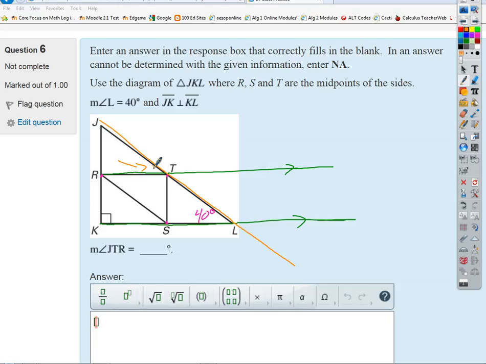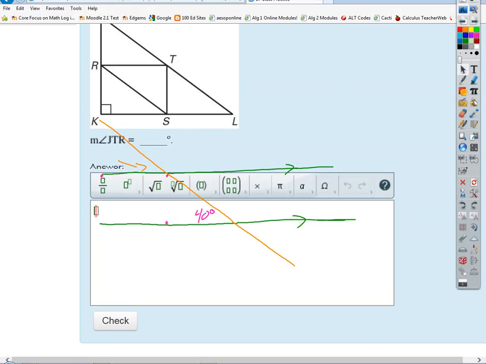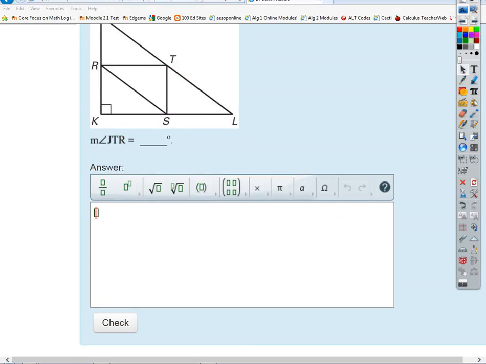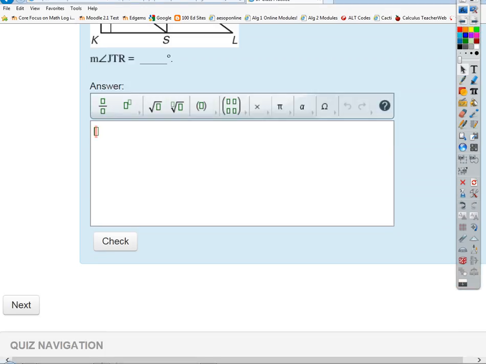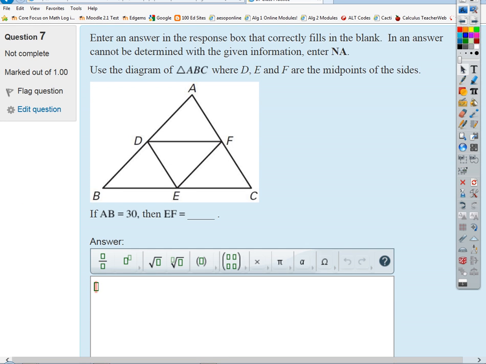Okay. So, you gotta draw these on paper and look for those parallel lines and transversals and all that kind of stuff. Okay, one more of these.